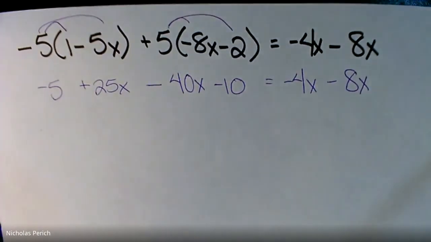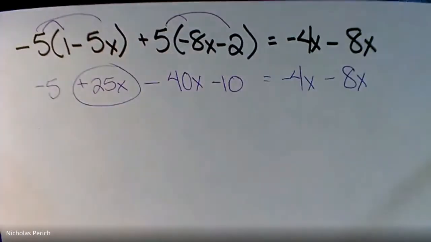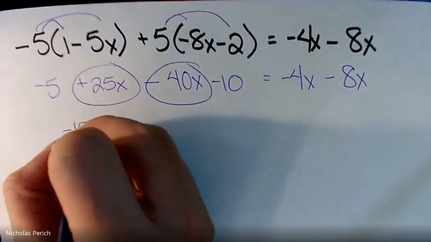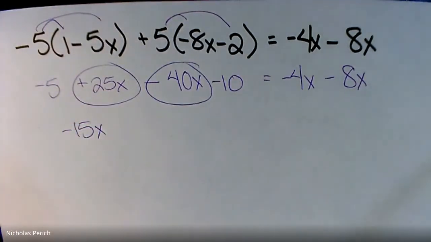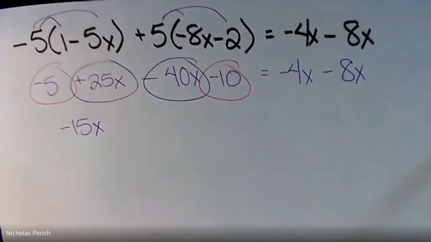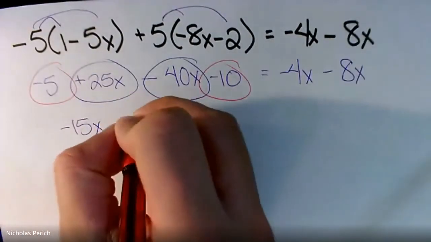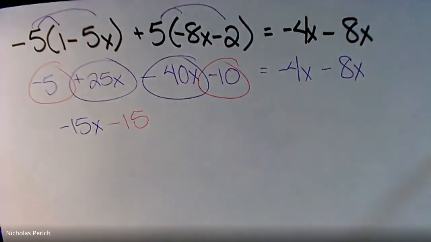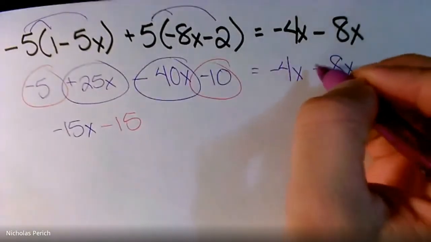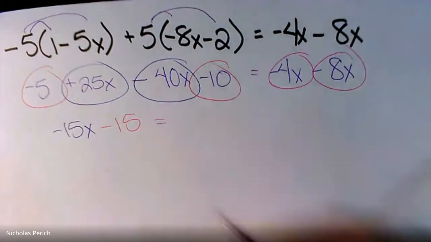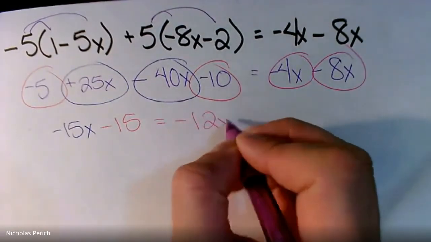I haven't switched colors at all this entire time. Shame on me. On the left side, I have a 25x and a negative 40x. Combine them, negative 15x. Also on the left side, I have negative 5 and negative 10. Combine those to get you negative 15. On the right side, I have negative 4x and negative 8x. Combine those to get you negative 12x.